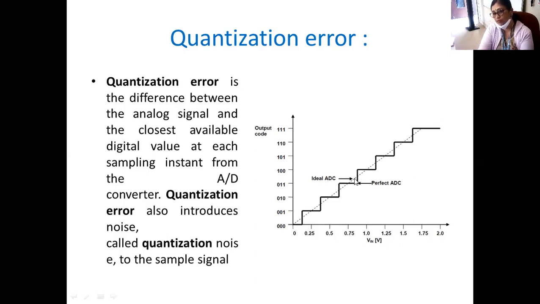This is the ideal ADC output, but practically you never get an ideal ADC output. The practical ADC output you get is in the form of a staircase, or in the form of steps. These step values produce what is called a quantization error. So what is the quantization error? Quantization error is the difference between the analog signal and the closest available digital value. This difference is called the quantization error.